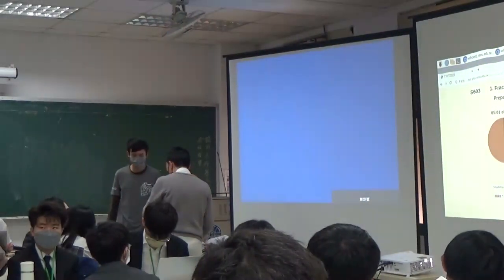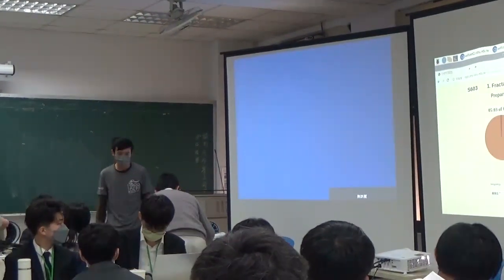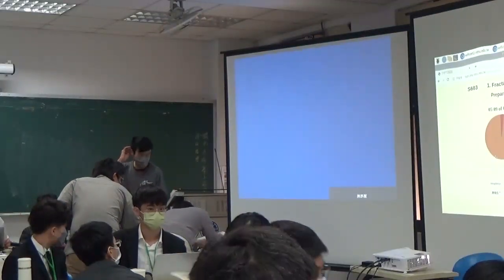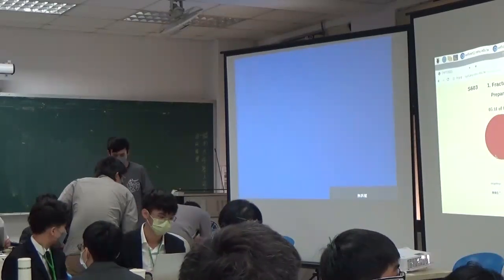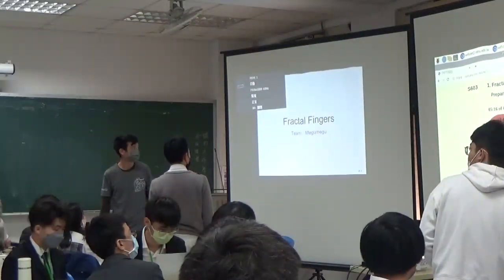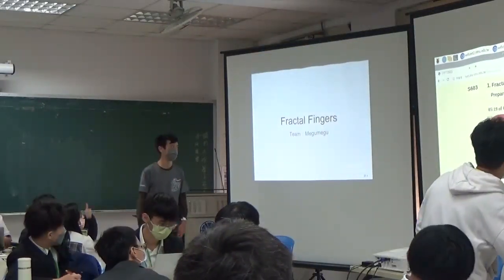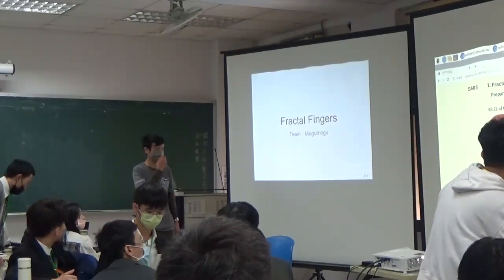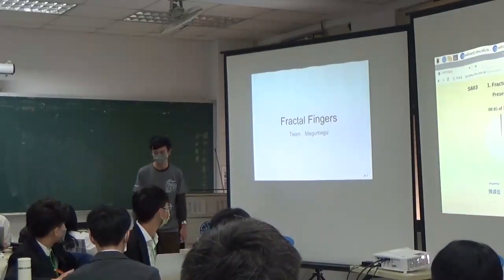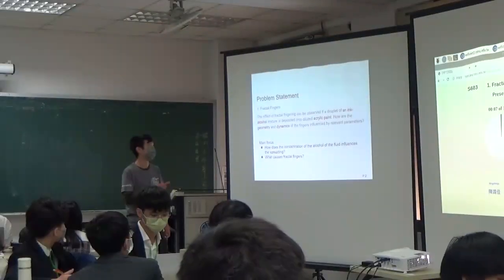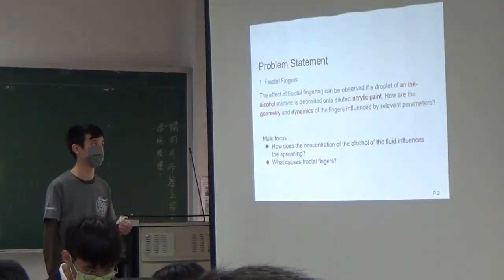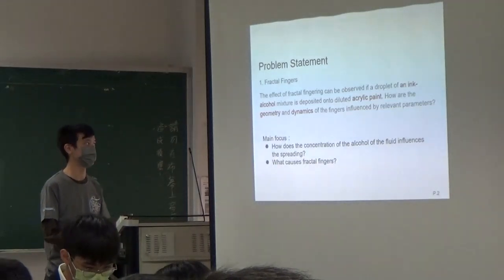Okay, reporter, please take the floor. Hello everyone. Today I'm going to discuss the problem of fractal fingers. Okay, this is the problem statement. The effect of fractal fingers can be observed if a droplet of an ink alcohol mixture is deposited onto diluted fabric paint.